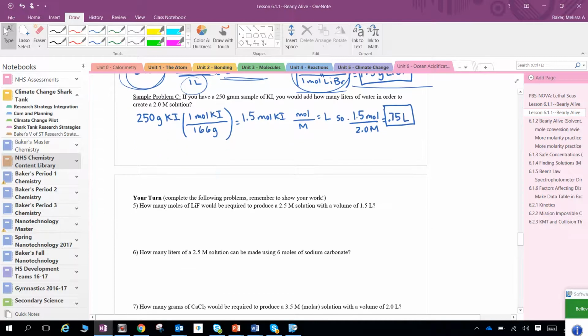Now there's a little bit of a different twist in this last one. It's asking you for liters ultimately. It says you've got a 250 gram sample of KI and you want to ultimately make a 2 molar solution. So how many liters of water do you have to add to that many moles so that it's 2 moles per liter? Well, first figure out how many moles you've got. 1.5 moles. If you want this to be a 2 molar solution, you can do this problem in another way too. 1.5 divided by what is equal to that 2 molar solution?